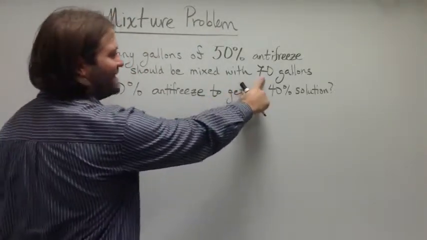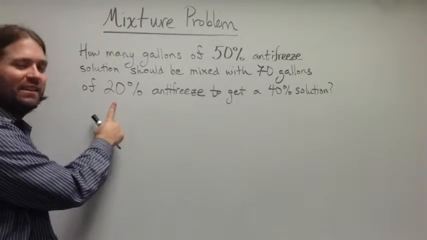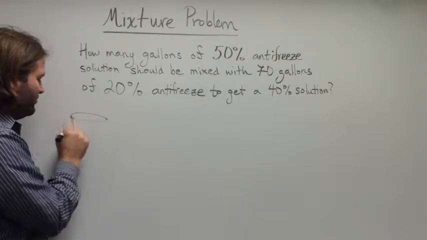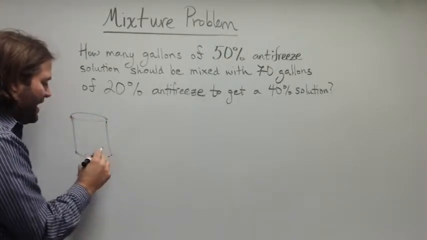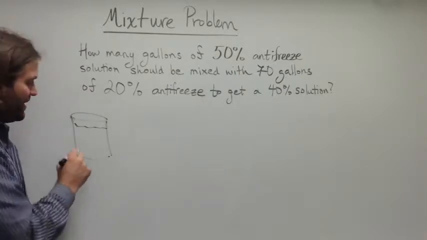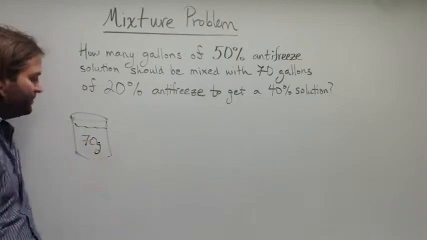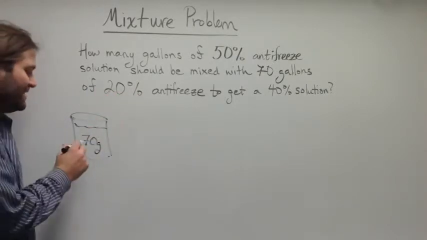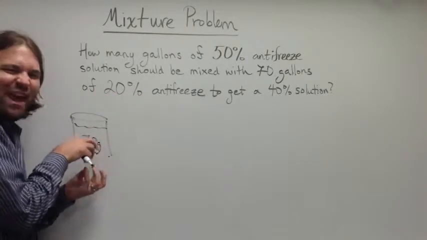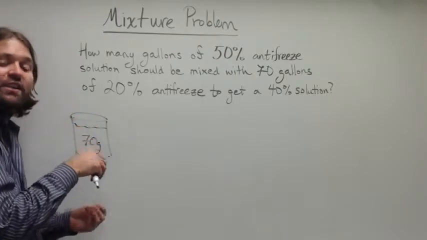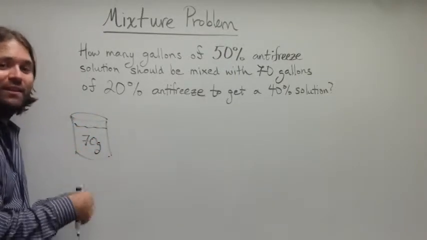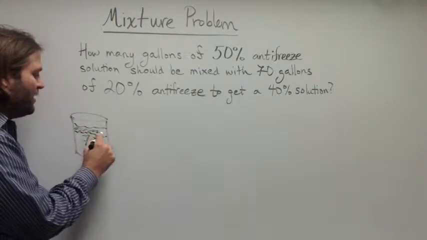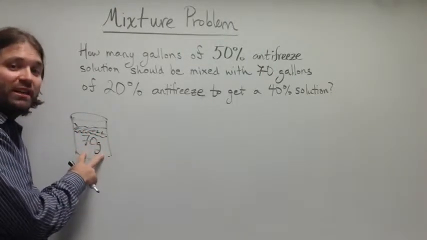Basically, we have 70 gallons of 20% antifreeze solution. What that means is imagine that we have this bucket or a drum and it's filled up to a certain amount. And this amount is 70 gallons. To say that this is a 20% antifreeze solution means that if we were to somehow separate the antifreeze from the water or the dilute that's in the solution, 20% would be pure antifreeze and the rest would be just water.